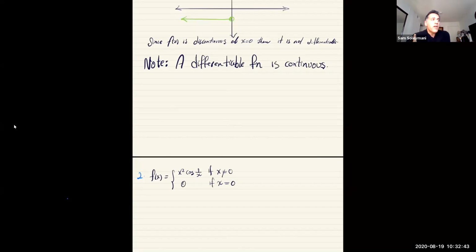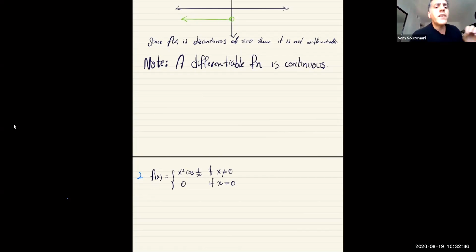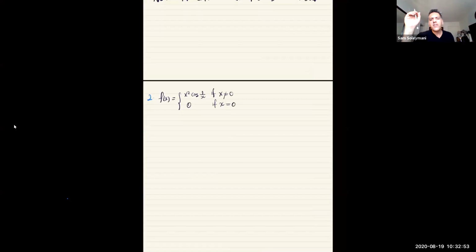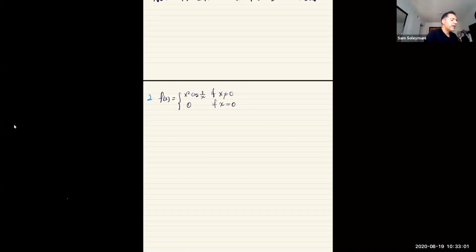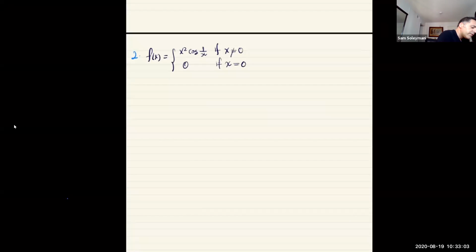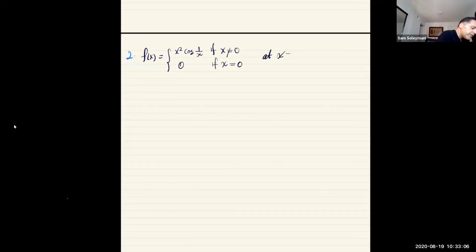Now, can anybody say if this is continuous? We are looking at x equal to 0. Okay, so again, if the function is piecewise like this, which I absolutely hate, make sure it's continuous first, okay? All right, so the question is, at x equal to 0, is f continuous?